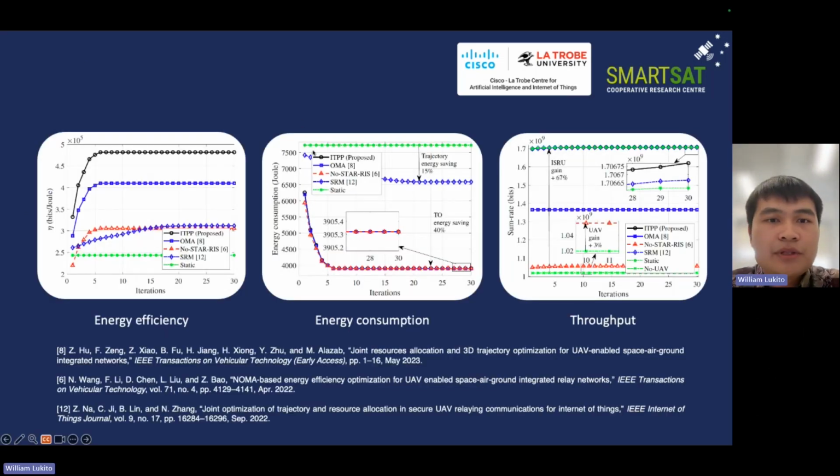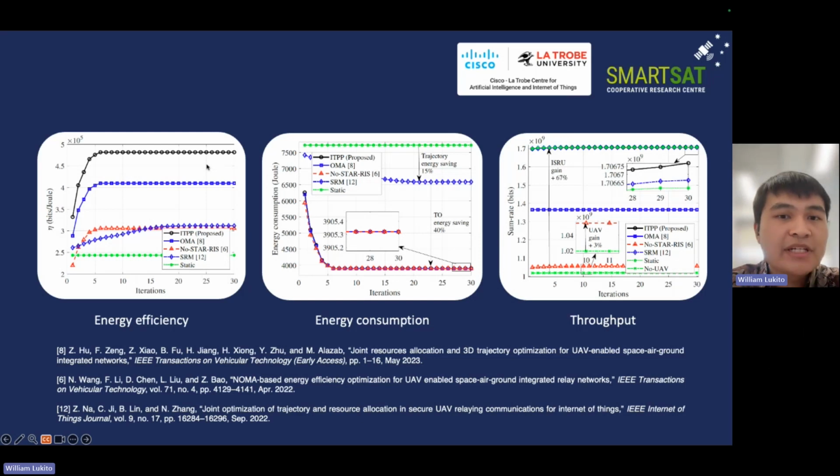Okay, so we have three comparison schemes here. Regarding the results, firstly, the energy efficiency of our proposed scheme demonstrates a non-decreasing behavior for each iteration. As we can see here, it converges after 5 iterations. Secondly, compared to the selected baselines, our scheme outperforms the other baseline schemes.